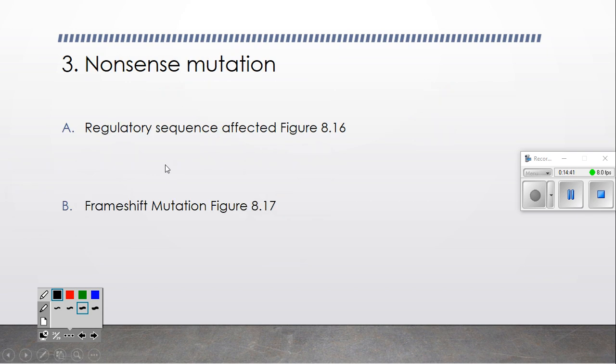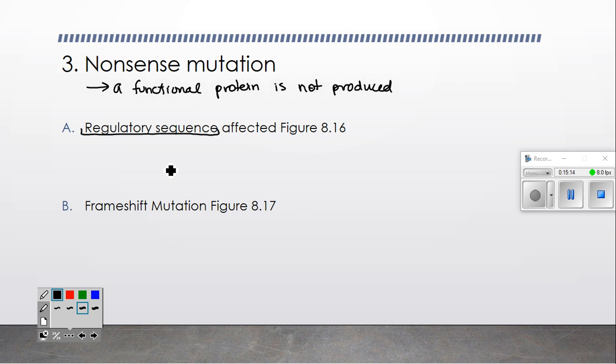Now, there's another type of mutation called a nonsense mutation. In a nonsense mutation, usually what is happening is that a functional protein is not produced. But there are a couple of ways that this could happen. One of the ways is that the regulatory sequence could be affected. And by that, we mean the start or the stop codons.